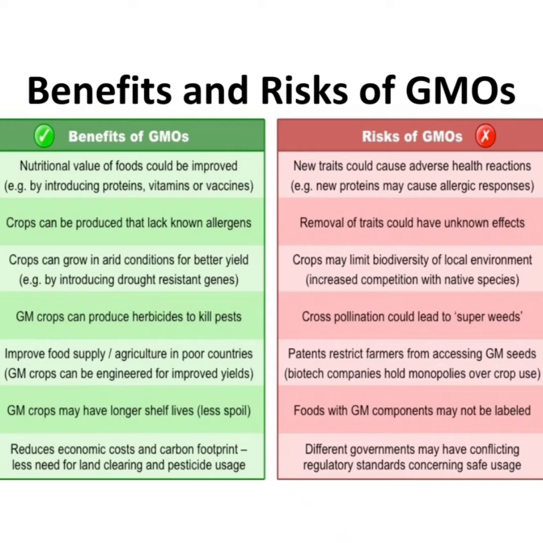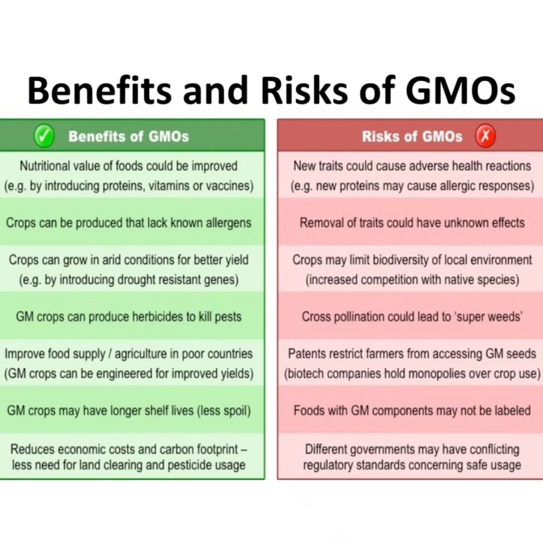Nutritional value of foods could be improved. Example, by introducing proteins, vitamins or vaccines. New traits could cause adverse health reactions. Example, new proteins may cause allergic responses. Crops can be produced that lack known allergens. Removal of traits could have unknown effects. Crops can grow in arid conditions for better yield. Example, by introducing drought-resistant genes.